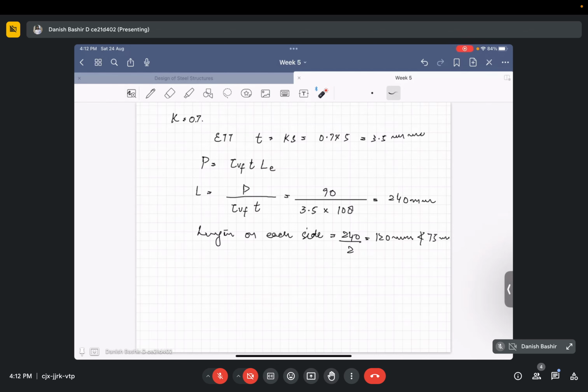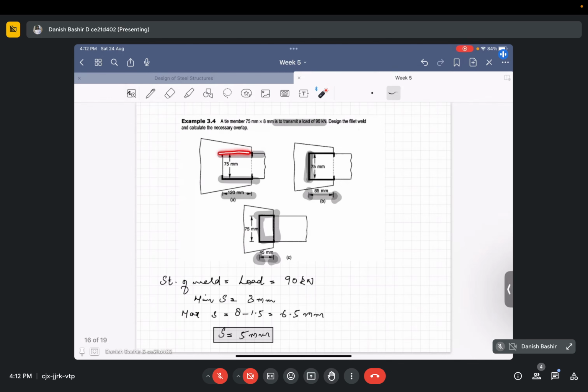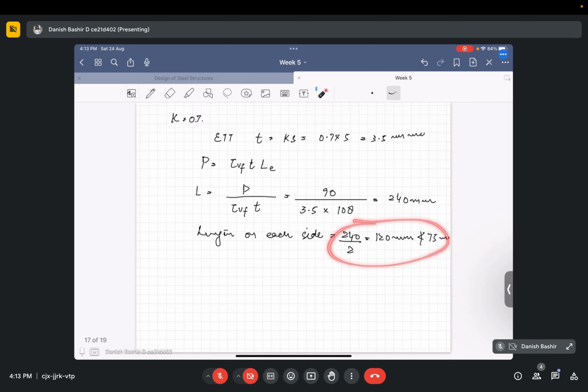Yes, that particular sentence, sir, I was not able to catch. Can you repeat that? If two welds are parallel to each other, the length of the individual weld should be greater than the perpendicular distance between the two welds. So 120 is greater than 75, and then this design is okay. Got it.